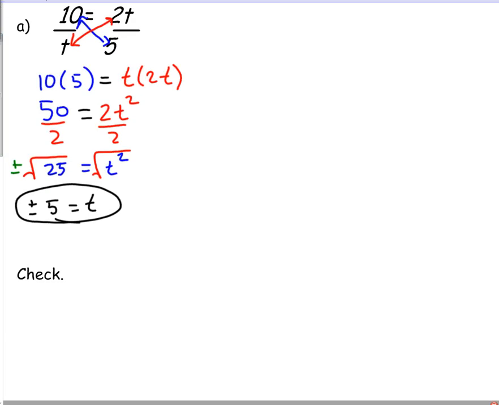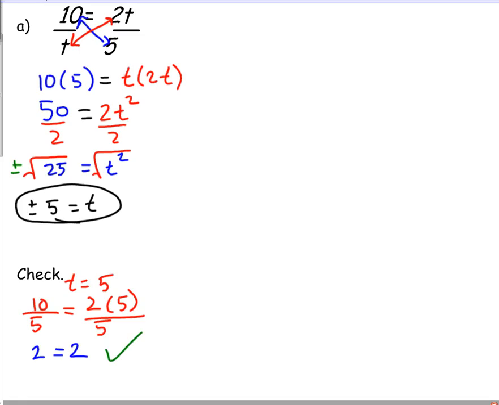First let's do t is equal to positive 5. We'll take our original equation, 10 over t, and t is 5 in this case. So we'd say 10 over 5 is equal to 2 times t, which is 5, over 5. 10 over 5 is equal to 2, and then 2 times 5 is 10, divided by 5 is 2. So that one works.